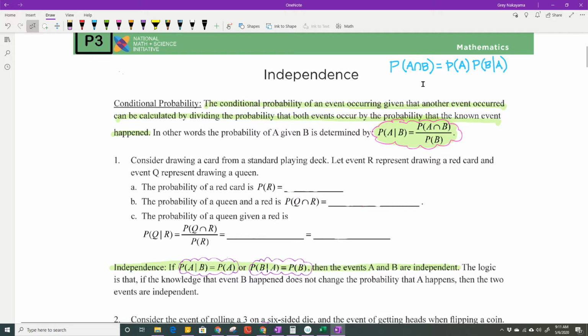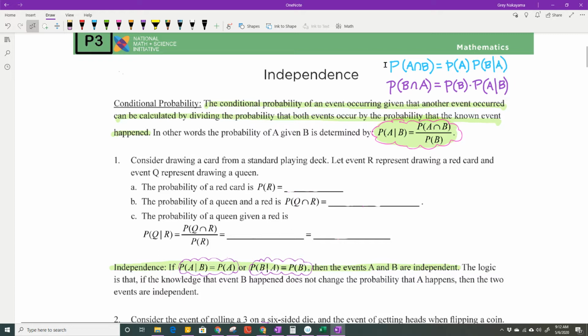The probability of A and B is equal to the probability of A times the probability of B given A. Okay? Similarly, the probability of B and A is the probability of B times the probability of A given B. And I also told y'all in that first one, we talked about peas and carrots, that the probability of B and A is the same as the probability of A and B. Now, why am I saying all this?